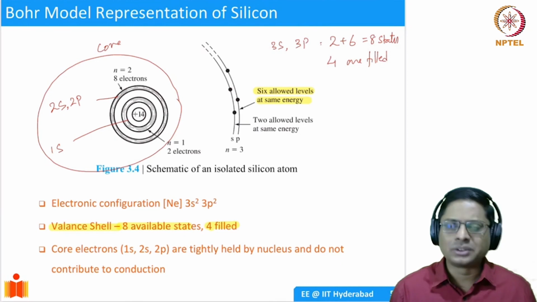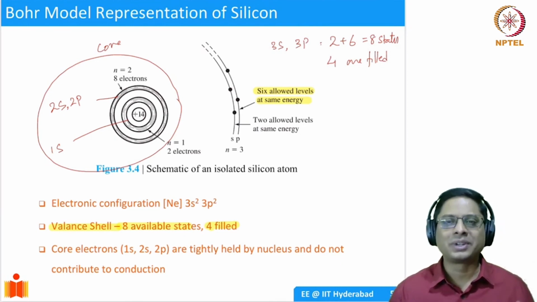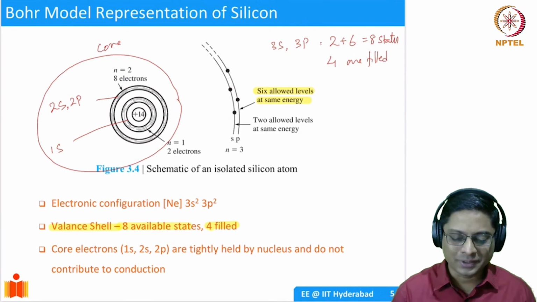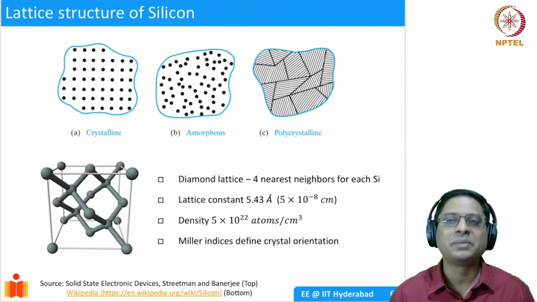But this is still a single atom, right? And you are almost never going to look at atoms individually. You're going to look at collections of atoms. So how do we understand collections of atoms? To do that, we have to understand a little bit more.